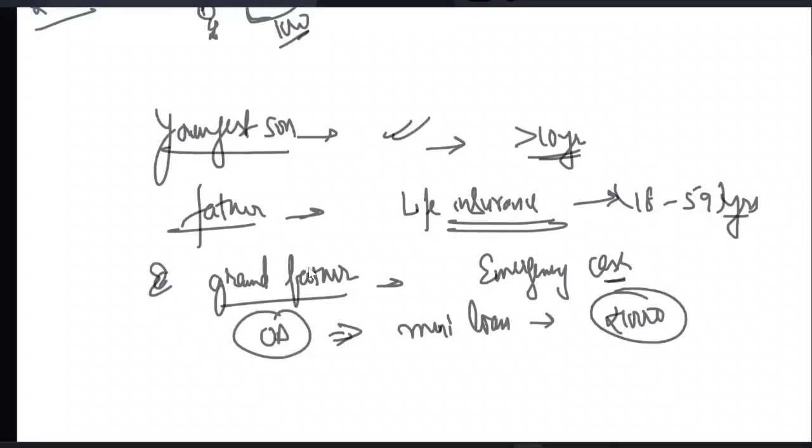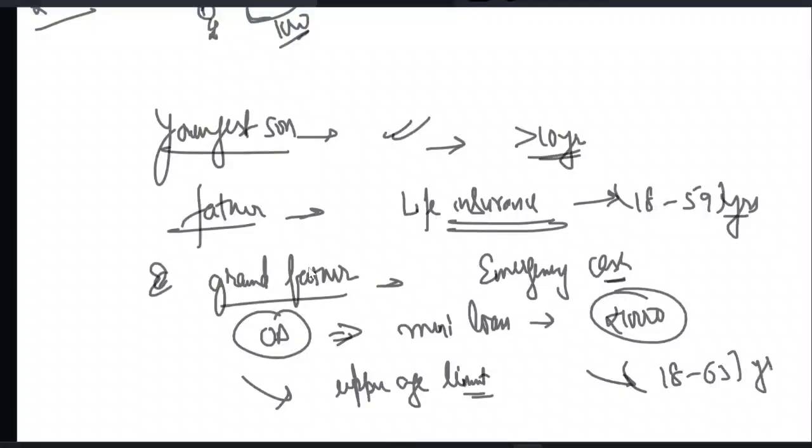To make the scheme highly inclusive for senior citizens who might need a medical emergency fund, the government extended the upper age limit for this loan. So you can get the OD facility from 18 up to 65 years. Very important thing: OD facility, 18 to 65 years.